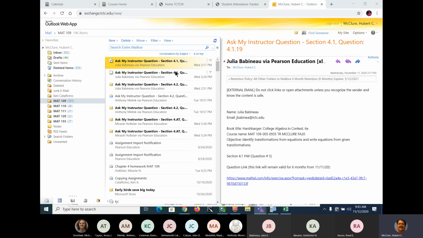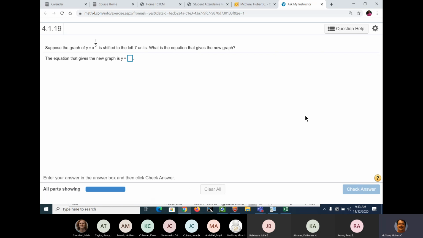Okay, 4.1, 19/5. This one says, suppose the graph y is equal to x to the 1/2 is shifted to the left 7 units.